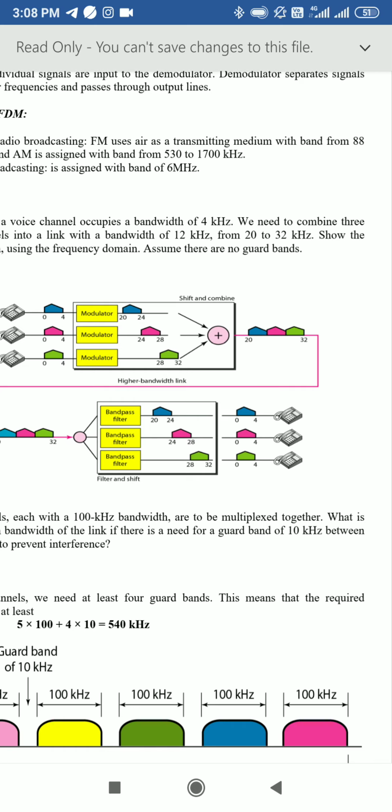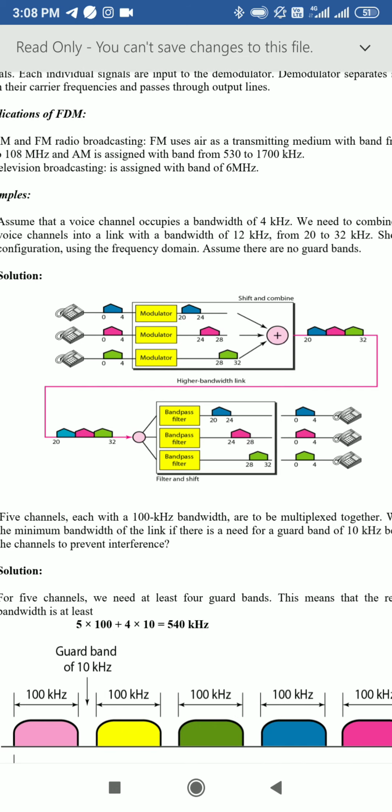with 32 kilohertz. Here the meaning is the range of frequency is 4 kilohertz for each channel, your first frequency starts with 20 kilohertz, and the last frequency ends with the value of 32 kilohertz, and you need to divide the entire link bandwidth into 3 channels. The entire link bandwidth is 12 kilohertz. Then you need to draw the diagram.